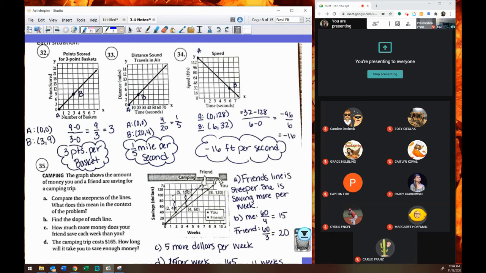So for number 32, how many baskets or how many points per basket. For number 33, how many miles per second, how many feet per second for number 34. And then number 35 asks you to analyze and look at those two graphs. That last answer should be 4 weeks, I think I have. I can't read my writing, but maybe. Is that right? It might be 11 weeks. I'm just guessing because you see how it's chopped off. It's probably 11 weeks. I assumed it looked like a 4, but it could also be an 11.